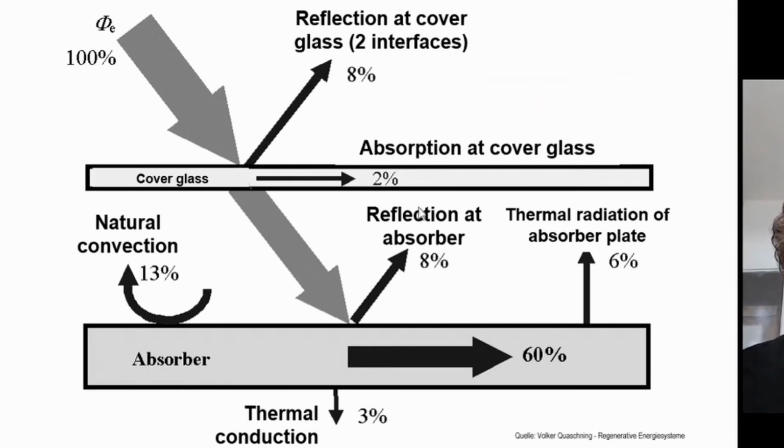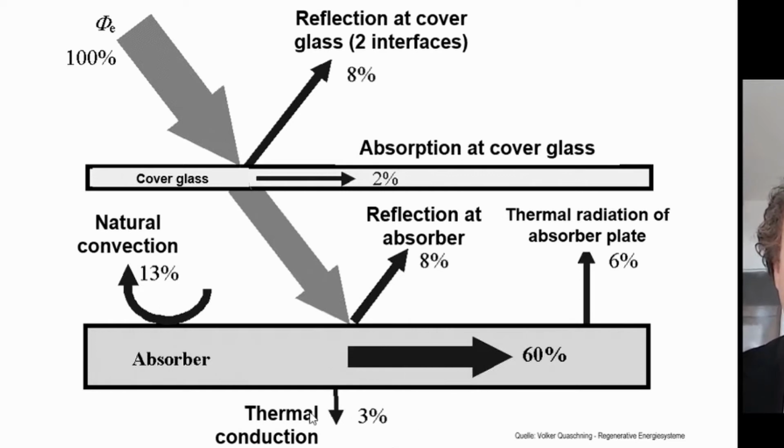If you have two cover sheets, it's double. And usually nowadays we have only one cover sheet. And then it hits the absorber. As I said, the absorption is not perfect, so we have some losses there, here about 8%. Then it gets transformed into a thermal heat flow. So we profit 60% of that. This is our efficiency here.